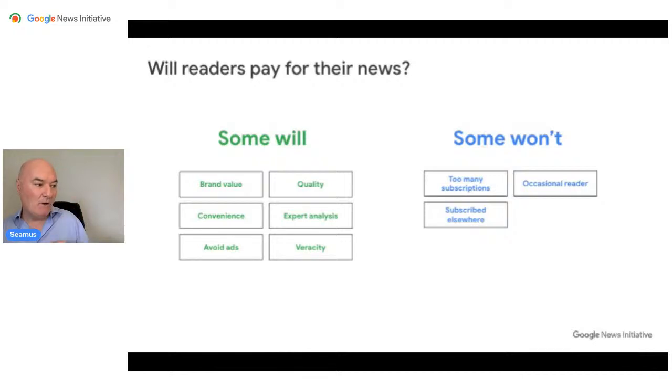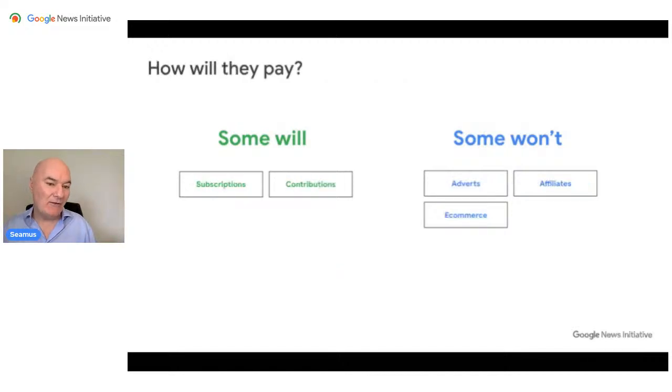So as you can see there, some will, because of the brand value, they connect with that. They recognize there's quality, they recognize the expert analysis, the truth, veracity. They want to avoid adverts, for example, so they will pay for that. They will pay for the convenience, and some won't. And so then we're going to have to look at other options. But this is because maybe somebody's an occasional reader, so we want to get them more engaged. Or they have too many subscriptions, that they're just absolutely overrun, just overwhelmed with everything that they can sign up for, and they're subscribed everywhere else as well.